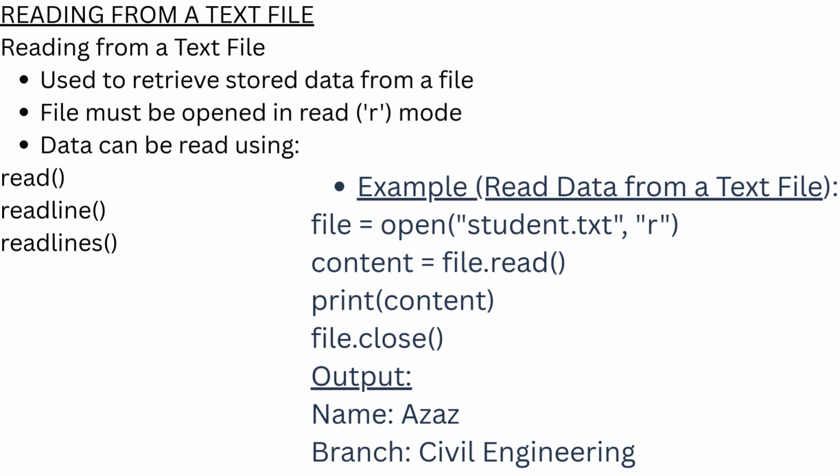Reading from a text file means fetching data that was previously stored in the file. To read data, we open the file in read mode using the letter R. In this example, the read function reads the entire content of the file and stores it in a variable. The content is then printed on the screen. After reading the file, it is important to close the file to free system resources. Reading files is commonly used to display saved records, reports, and stored information.